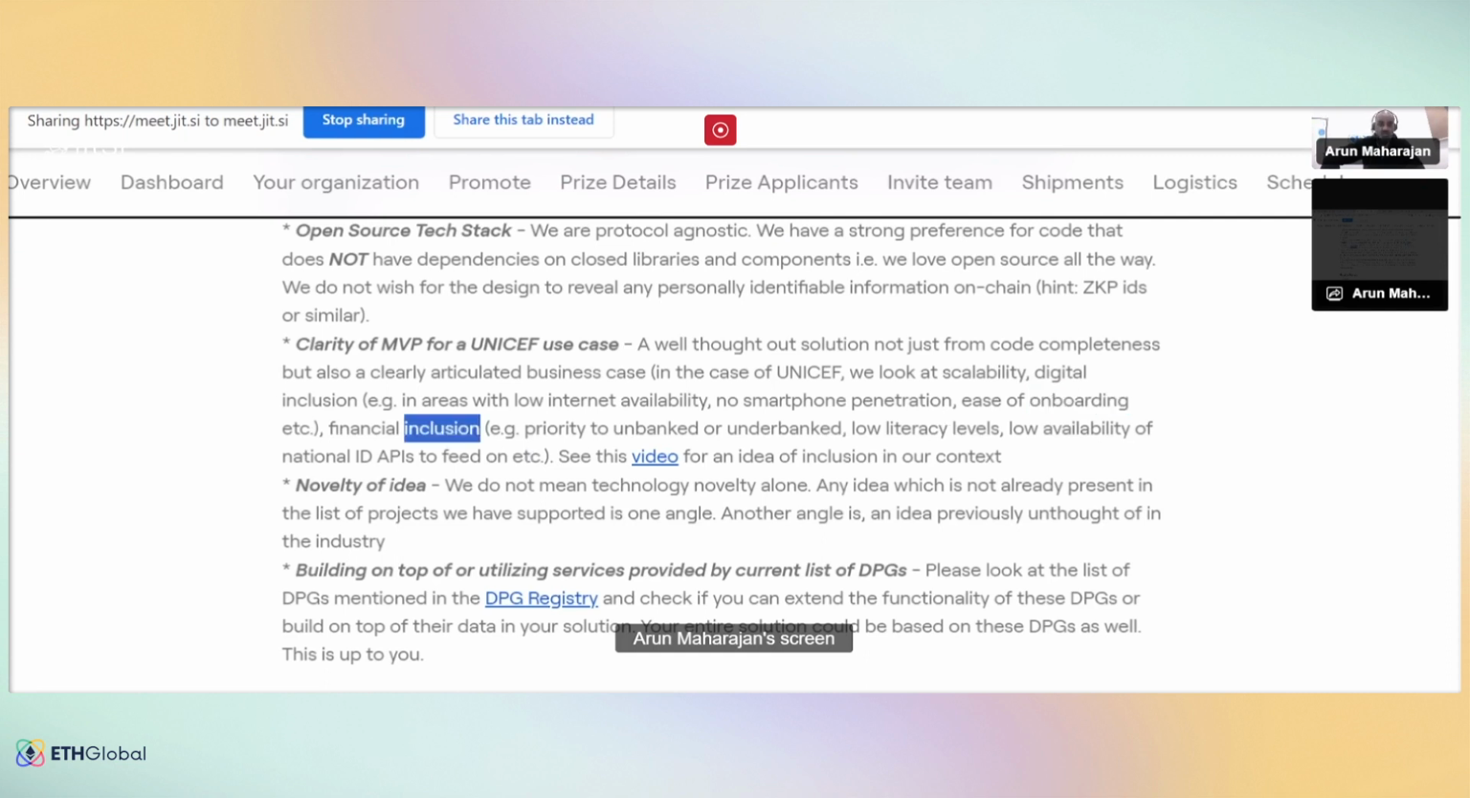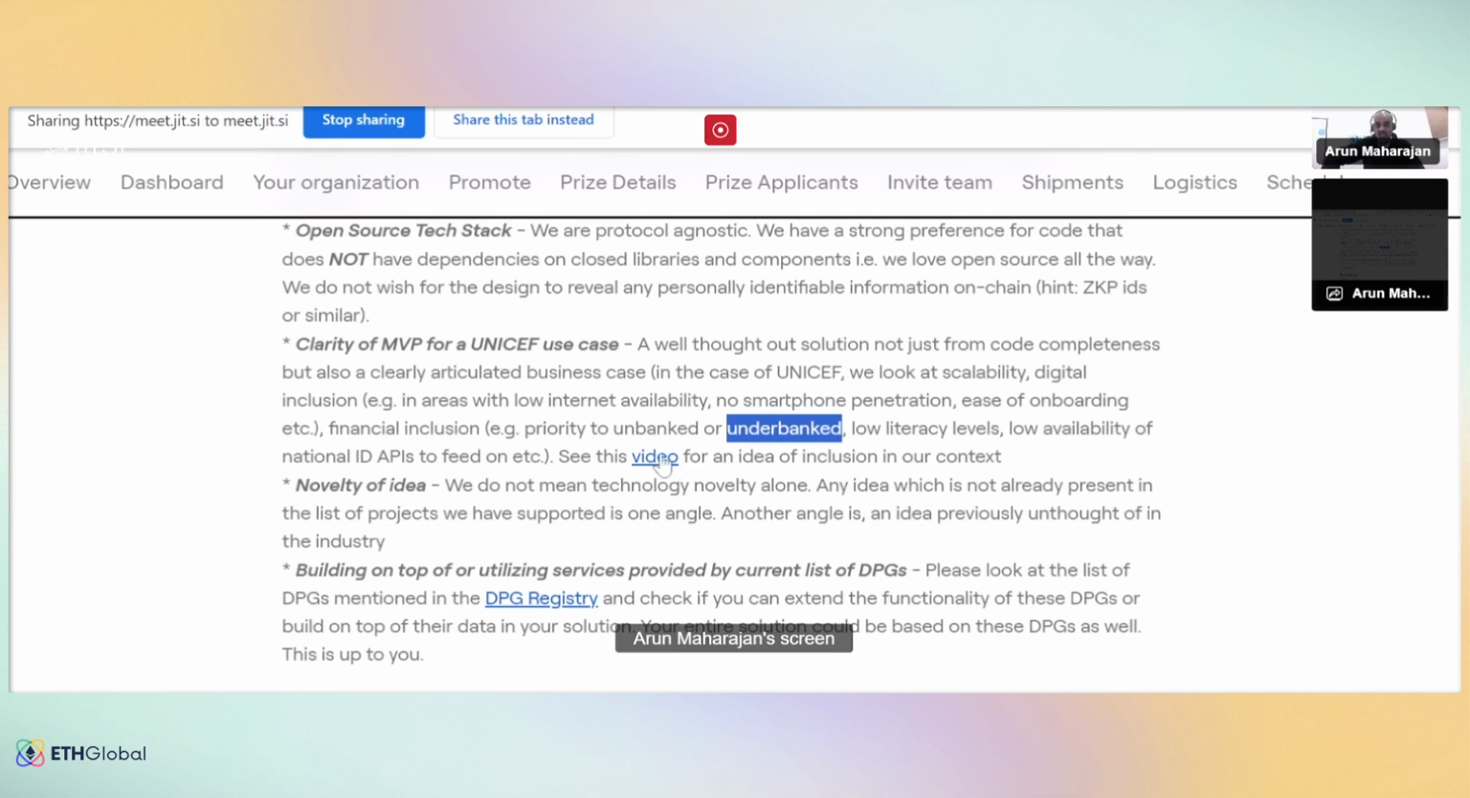Financial inclusion is a solution meant for the unbanked or the underbanked. Maybe the people with low-ish literacy levels can use it, or the design takes care of this in some other innovative way. So that's for you to think about.